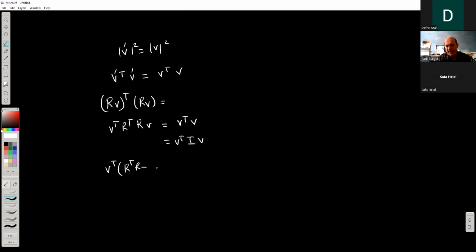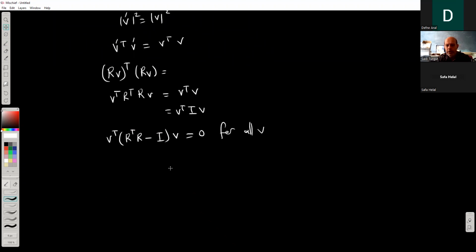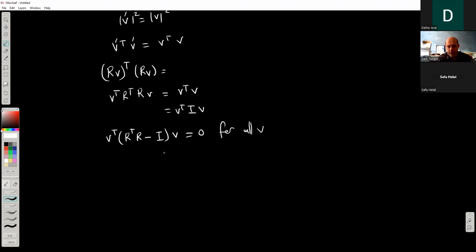We have a square matrix here, obtained by R transpose R minus identity. It is multiplied with V transpose, the row vector, and V from the right, and the result is 0 for all V. You can show that, but I don't want to show it actually. This implies that R transpose R minus identity is equal to 0. So this implies that R transpose R is equal to identity.